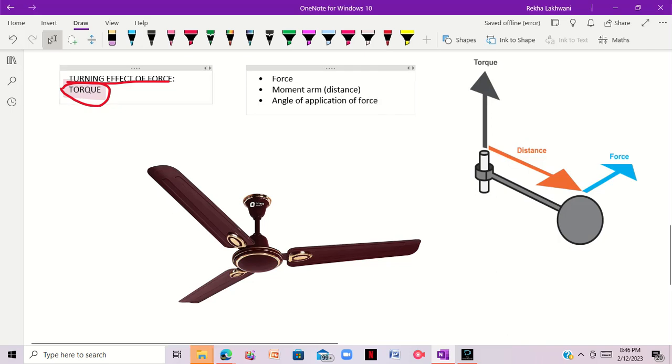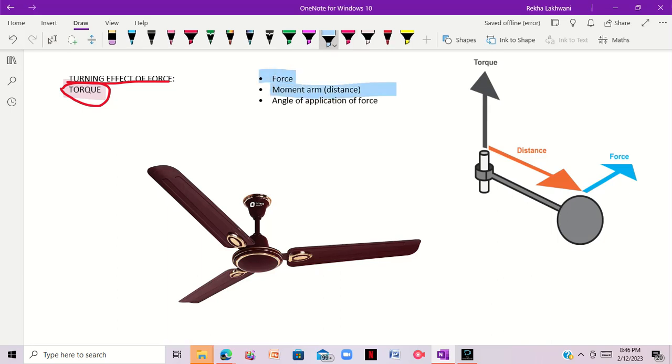Basically, our torque depends upon three things: the force, the moment arm, basically the distance, and third is the angle of application of force. Here it is talking about theta.